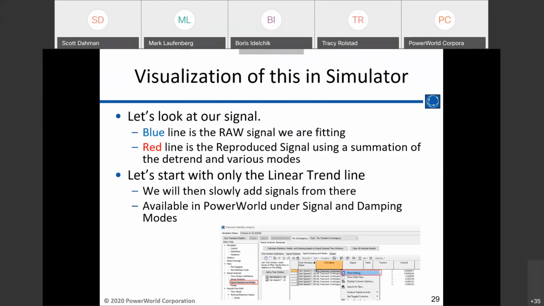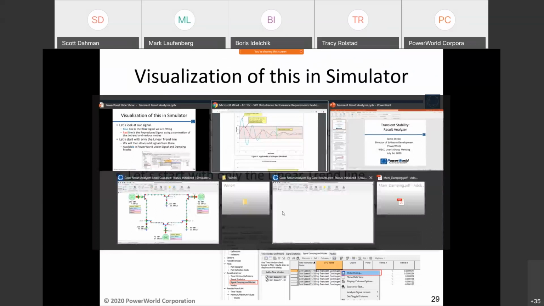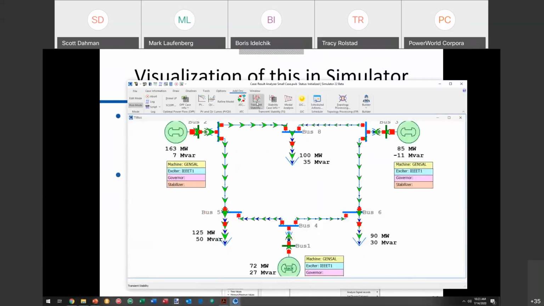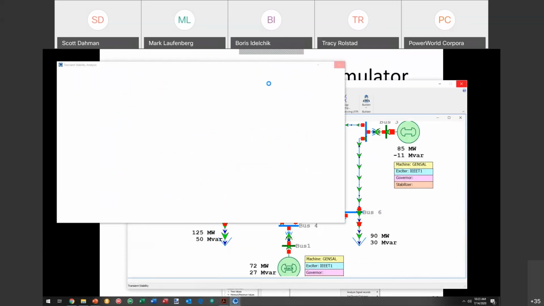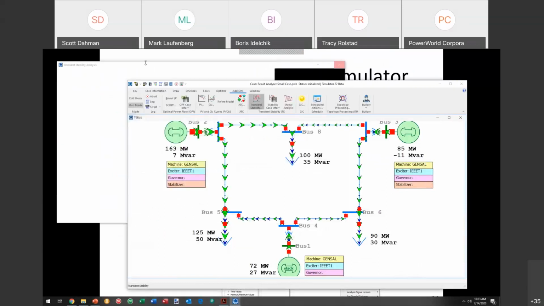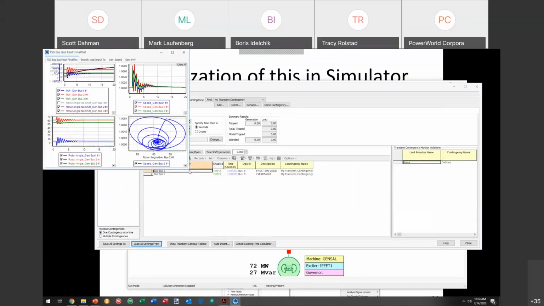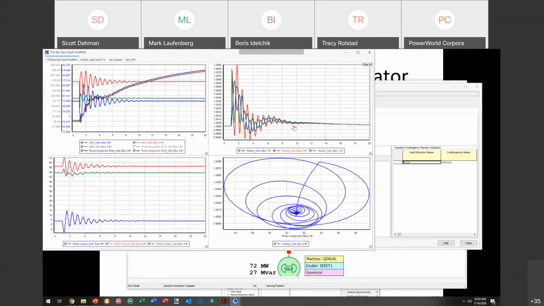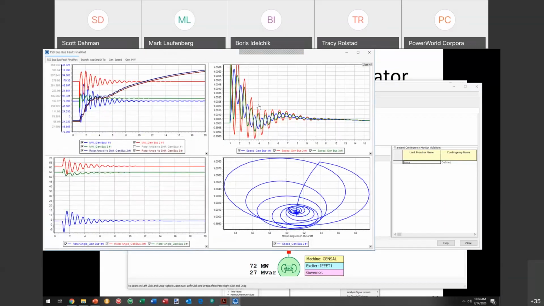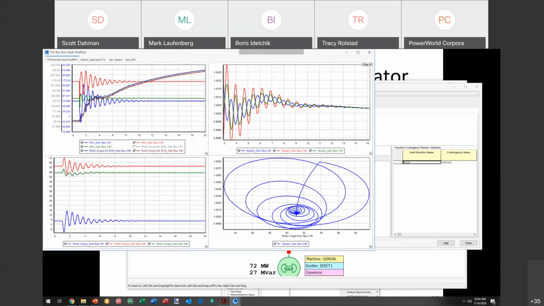All right, so let's go look now. I'm going to go into Simulator here. I've got a couple cases up where I've run transient stability on a little small system. Well, I'll run it now. So I've got a little system here. I'm going to look at the generator speeds. If I look at the generator speeds here, you can see them oscillating around, and we're going to calculate what the modes are for these signals.